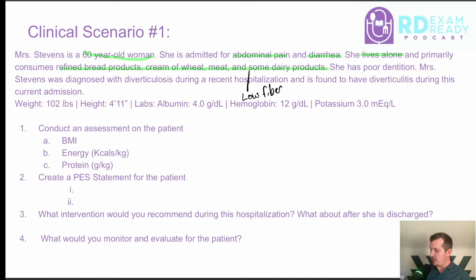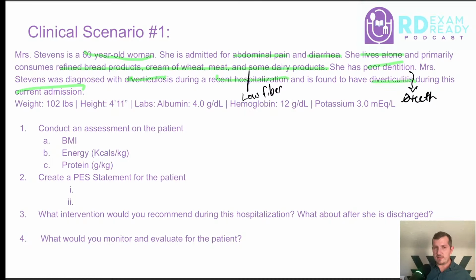She has poor dentition. Okay, think back. It's not a word you probably use a lot in your day to day, but dentition, dentist, she has poor teeth. So maybe she has, let's just say she has no teeth. Okay. Mrs. Stevens is diagnosed with diverticulosis during a recent hospitalization, is found to have diverticulitis during this current one. I feel like I've met this patient many, many times. I can imagine her very much. I know what she looks like and how she talks and everything.